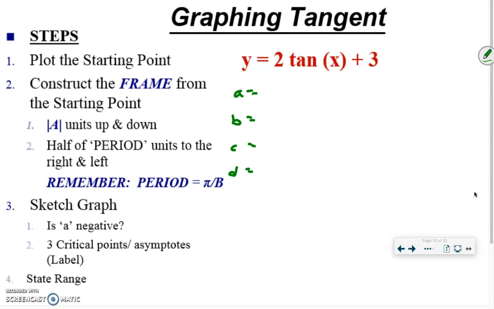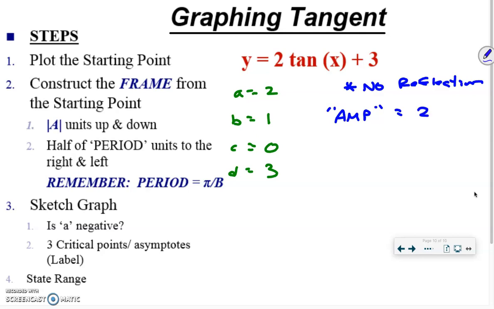So with your help, please, what is A? 2. What is B? 1. What is C? 0. What is D? 3. All right, good job. Now, once again, A is positive. What does that tell us about whether or not there is a reflection? No reflection. Good. All right. It's not real amplitude. This is going to help me build the frame. So vertically, when I build this frame, I'm going to go up and down. Absolute value of 2 is 2.